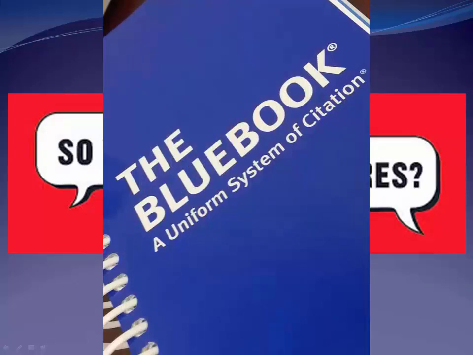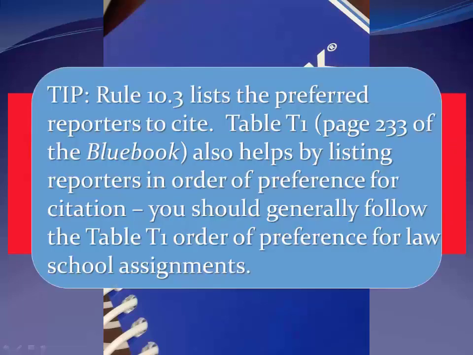If you're writing something and it has to be compliant with the Blue Book, the Blue Book has very specific rules about what reporter you cite to. So whether you're looking at it on Westlaw or in print, that's fine, but you need to cite to a specific reporter to do a Blue Book compliant cite. If you look at Rule 10.3, it'll tell you the preferred reporters to cite to. But what you really want to do is go to Table T1, which begins on page 233 of the current edition of the Blue Book. And it'll tell you exactly what you should do.